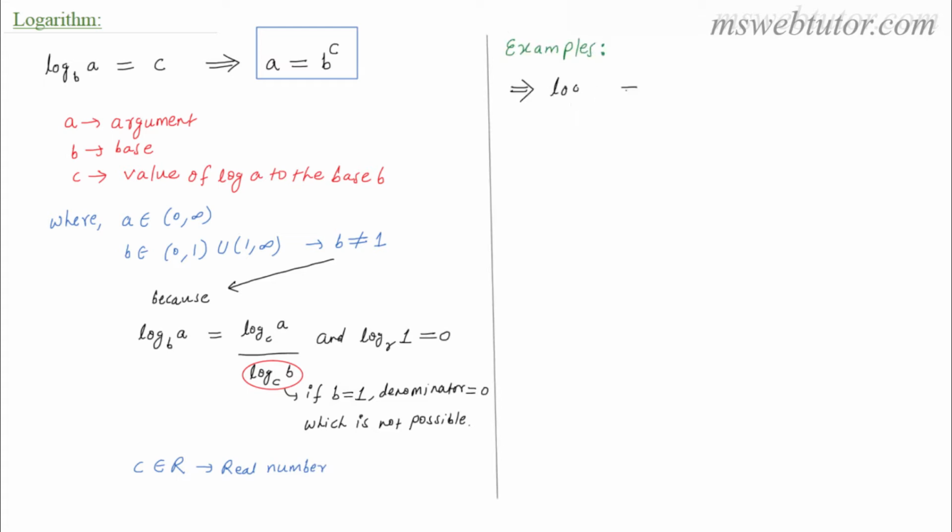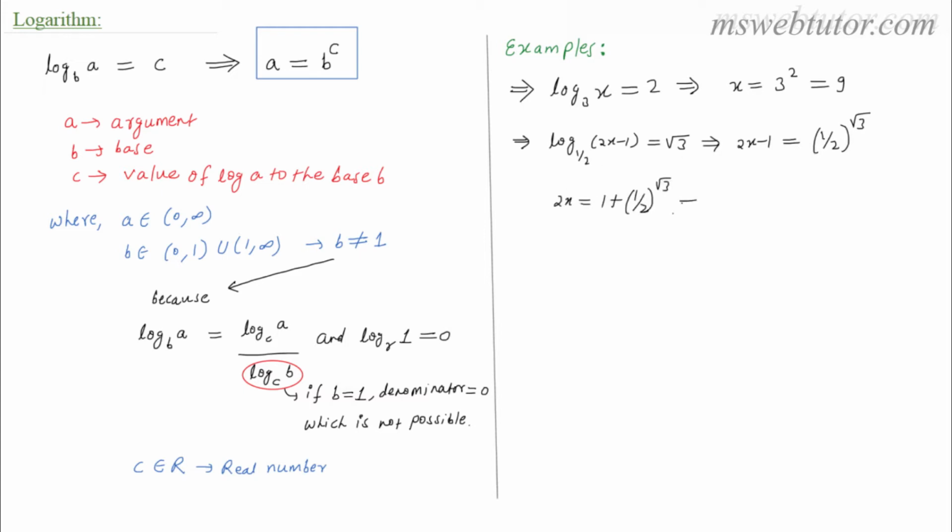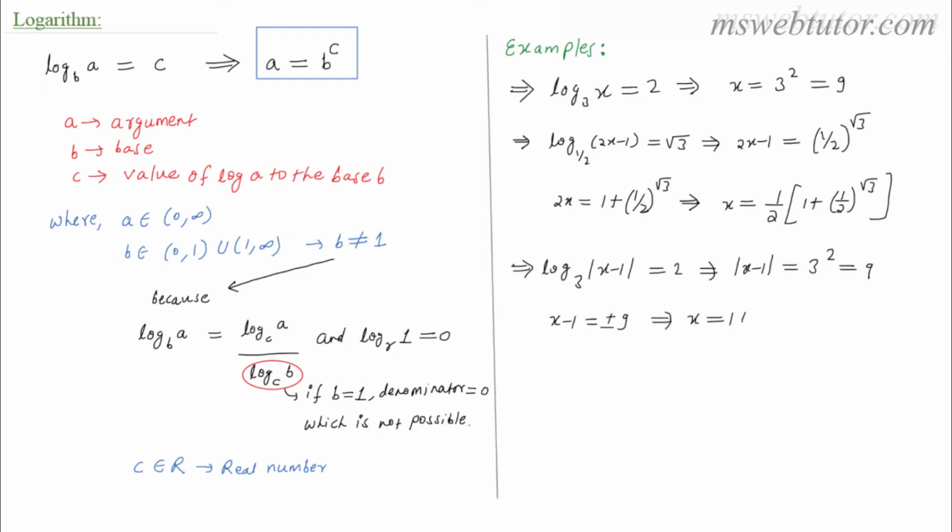If log of x to the base 3 is 2, then x will be 3 raised to power 2, that is 9. Similarly, if log of 2x minus 1 to the base half is equal to root 3, then 2x minus 1 is equal to half to the power root 3. If log of mod of x minus 1 to the base 3 is equal to 2, then mod of x minus 1 is 3 raised to power 2, that is 9. So mod of x minus 1 can be plus 9 or minus 9. So x can be 10 or minus 8.